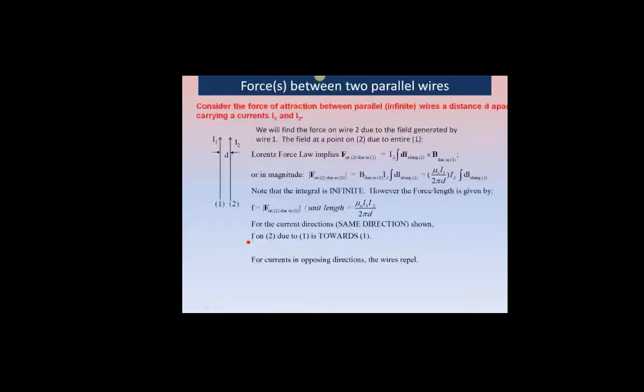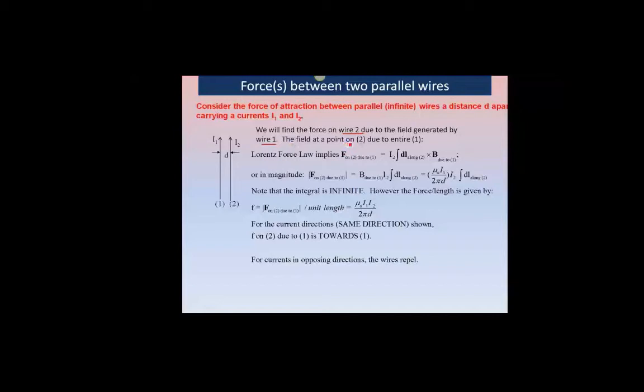Let's look at the forces between 2 parallel wires. We'll consider the force of attraction between parallel wires, and these are infinitely long and they're a distance d apart, and they have the currents I1 and I2 as shown. So this is wire 1, this is wire 2. We're going to find the force on wire 2 due to wire 1. We could do it the other way if we wish, but this is the way we'll do it.